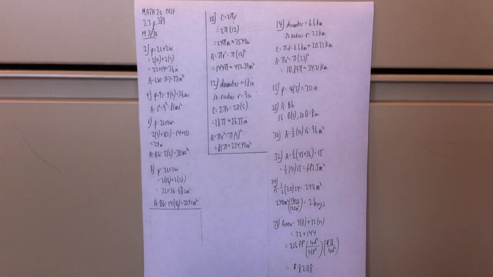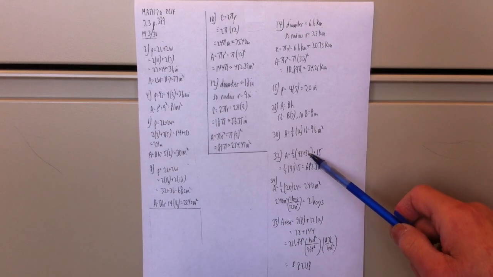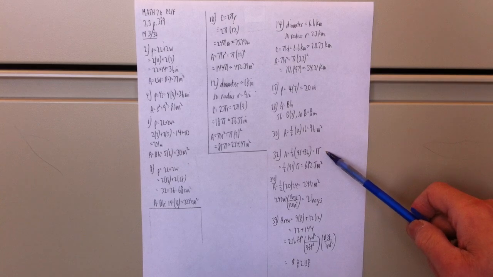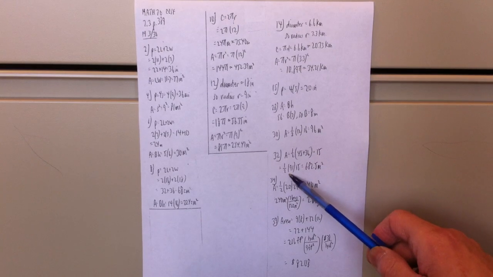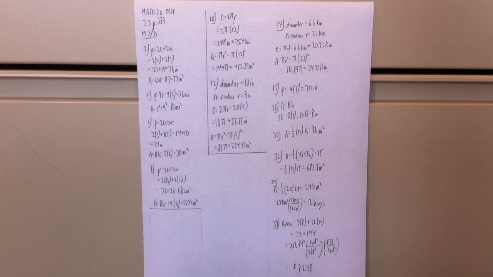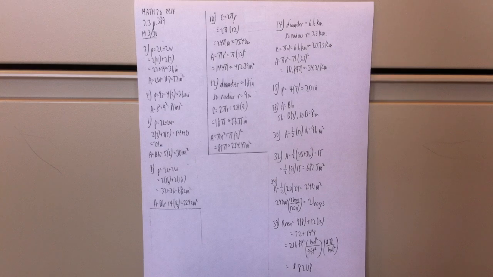32, we have a trapezoid. So the area is 1/2 the sum of the two bases, which are 45 and 36, and then I multiply that by the height of 15. 45 plus 36 comes out to be 91, so it's 1/2 times 91 times 15 comes out to be 682.5 meters squared.